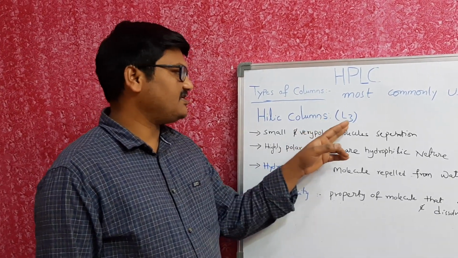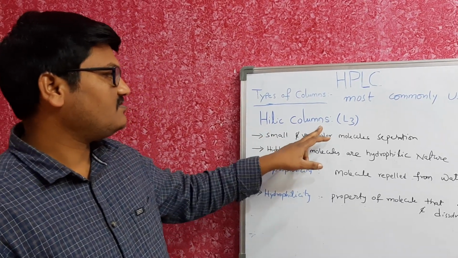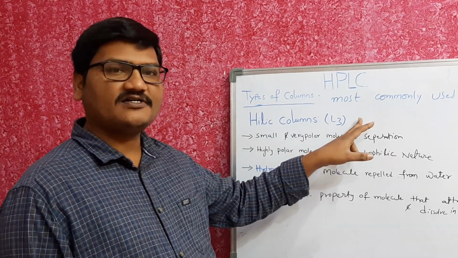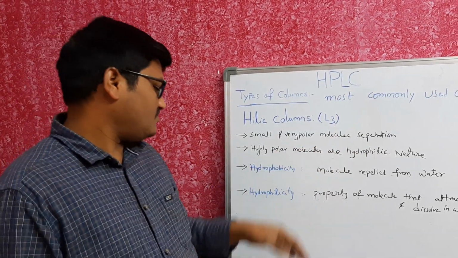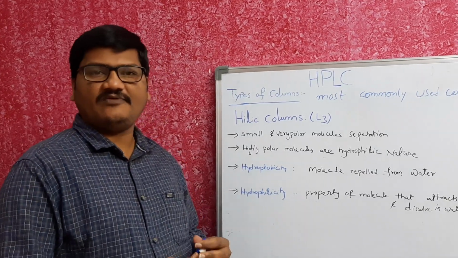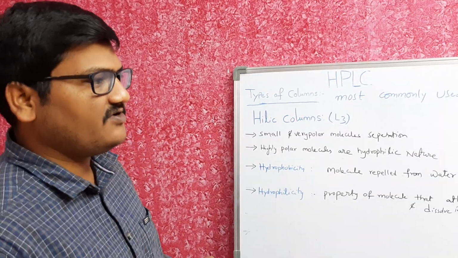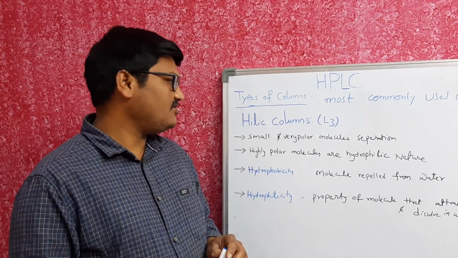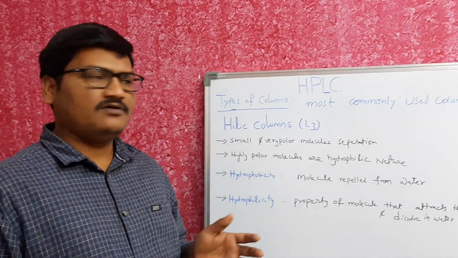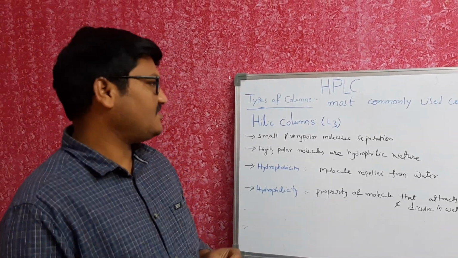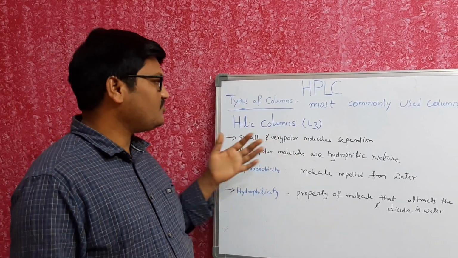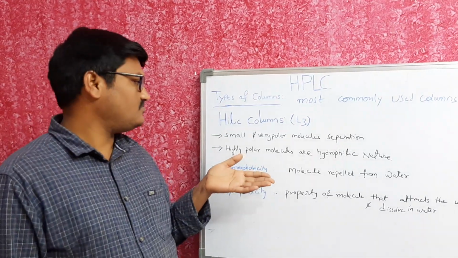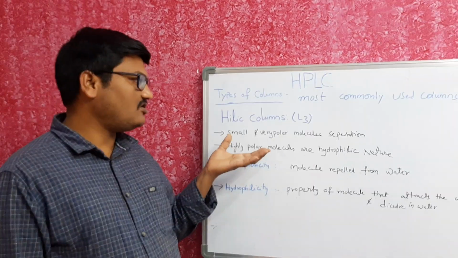Next one is L3. These are HILIC columns. They are also called hydrophilic columns or silica columns. Okay, we are facing the problem with highly polar molecules in the HPLC. While developing a method, highly polar molecules are eluting at the void volume. So in those cases we can use HILIC columns. By using HILIC columns, we can effectively separate the very polar compounds or highly polar compounds which are soluble in water.